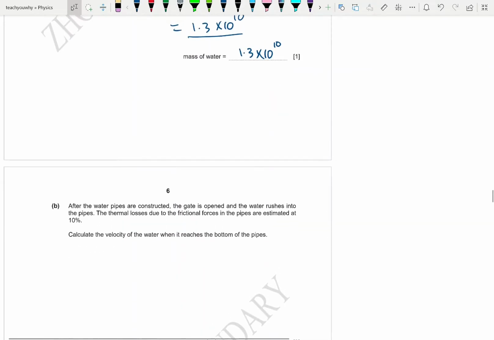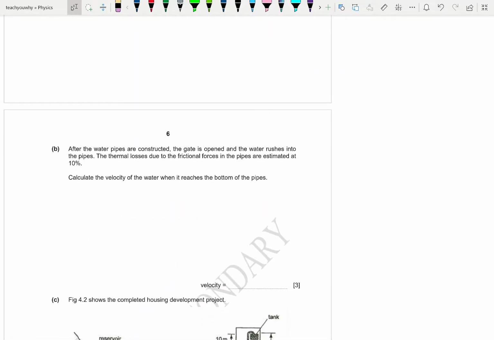Okay, after the water pipes are constructed, the gate is opened and the water rushes into the pipes. The thermal loss due to friction force in the pipes is estimated at 10%. Calculate the velocity when it reaches the bottom of the pipe.